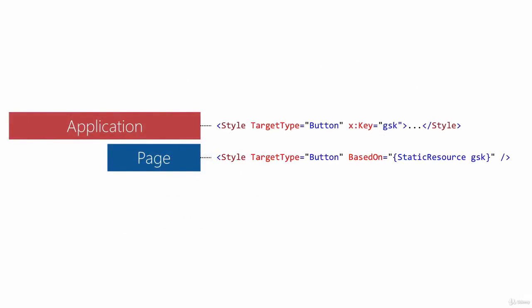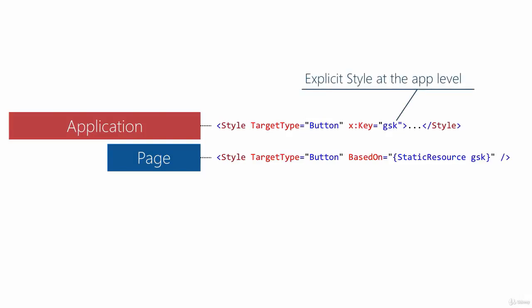Use explicit styles at the application level and then put an implicit style on each page that uses based on. Placing implicit styles at the application level helps sharing, but can obscure which style is being applied on each page. Here is one technique that can make things more clear.